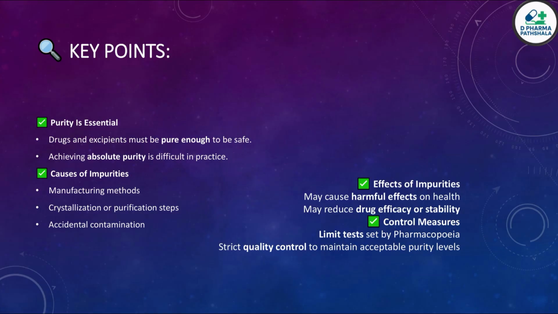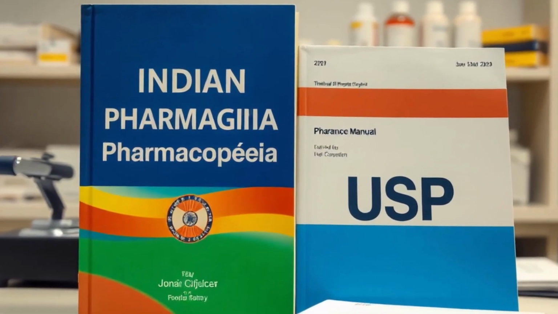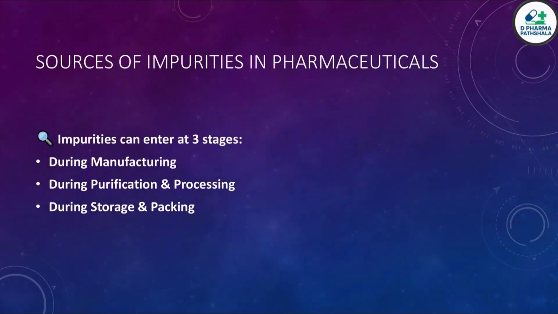To handle this, pharmacopoeias, like the Indian Pharmacopoeia or USP, have set specific limits for how much impurity is acceptable in each drug. By following good manufacturing practices and regularly testing for impurities, we ensure the medicines we take are safe and effective. Impurities in pharmaceuticals can be introduced at any stage, from manufacturing to storage.